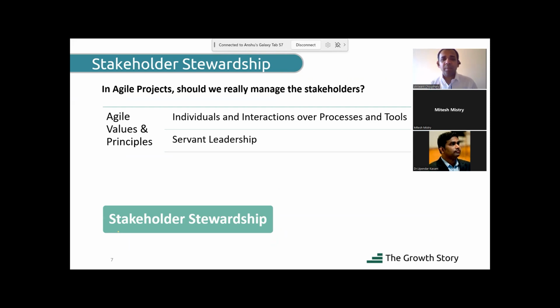Okay. So we are talking about stakeholder stewardship or stakeholder engagement rather than stakeholder management, because Agile principle tells you that we need to have servant leadership approach, and individual and interaction should be given more priority. So that is why we are not talking about management or sending routine emailers, daily updates, weekly updates, that is not required. Rather, we are focused on frequent interactions, no daily updates.